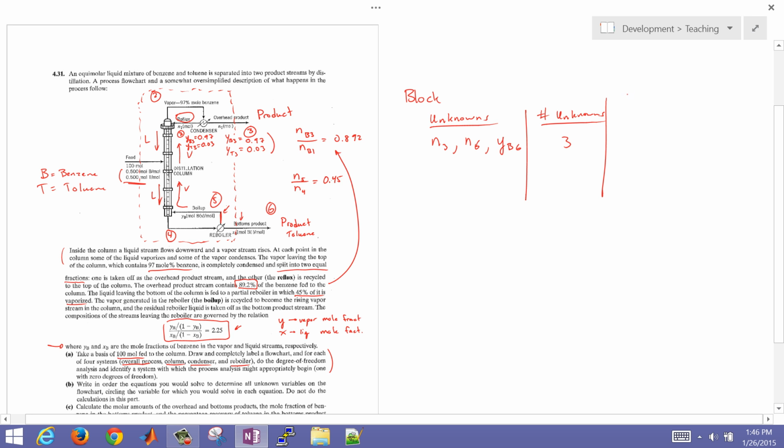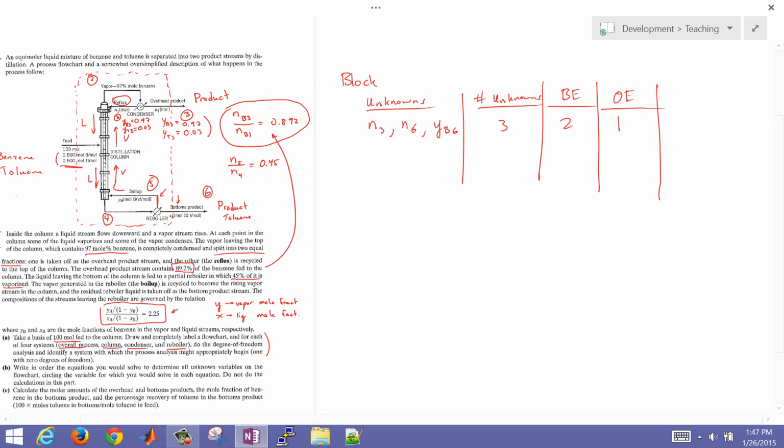And then how many balance equations do we have? Well, we can write either an overall mole balance and 1 species balance, or we can write 2 species balances. So we only have 2 independent equations for our balance equations. Our other equation is this one right here, that the overhead product stream contains 89.2% of the benzene fed to the column. So we actually have one more equation. If we go unknowns minus equations, that gives us the degrees of freedom, and so we have 0 degrees of freedom. So this might be a good place to start the calculation.